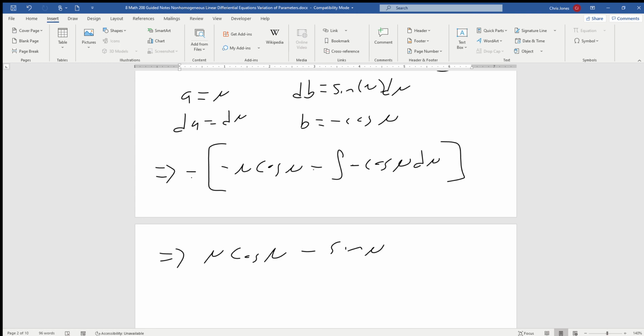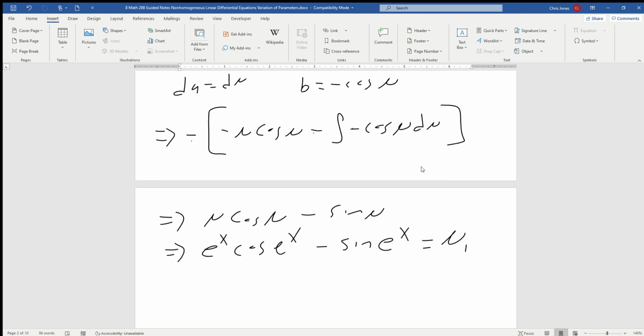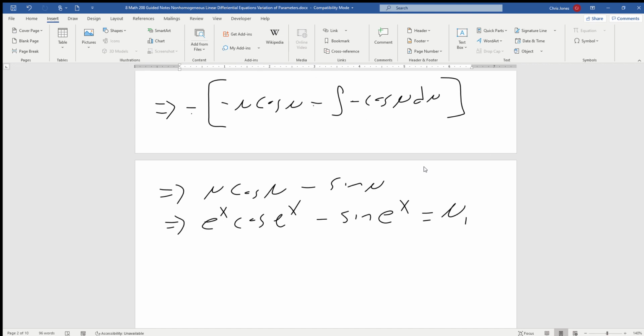All right, so at this point, now we can go back and substitute for u. Okay, remember we said that u was e to the x. So we get negative e to the x cos e to the x minus sine e to the x. And that's going to be u1. All right, so as you can see, this is not an easy problem to work through. All right, now the other one's a little bit easier.